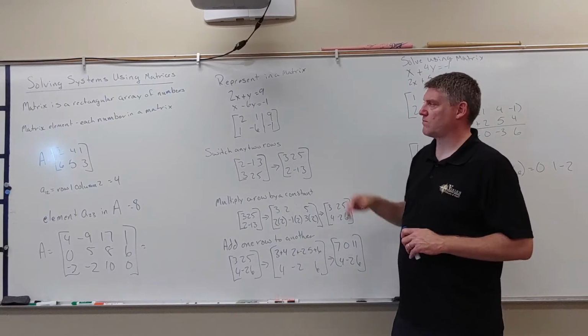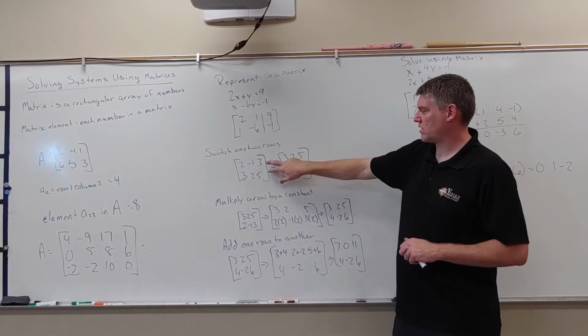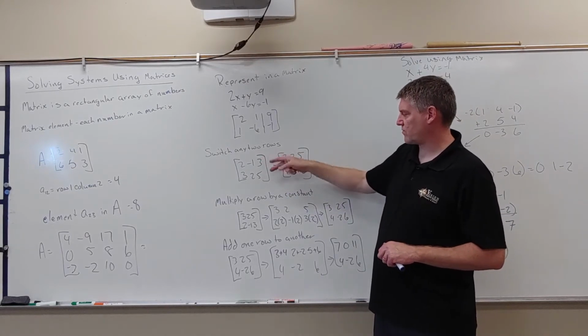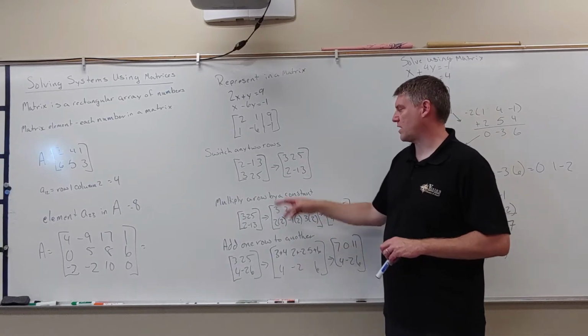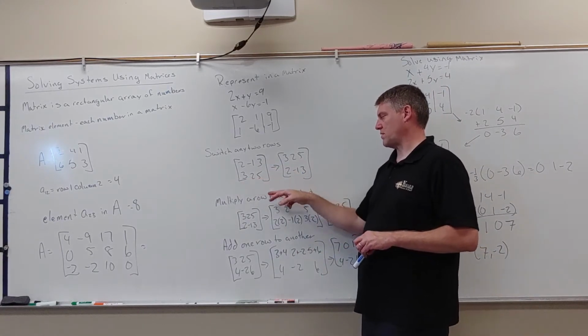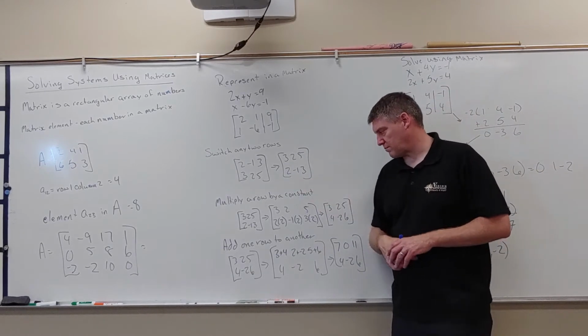So one of the things that we have to understand is, when we're solving using matrices, I can switch any two rows. So if I want, I can go ahead and switch these. So instead of having 2, -1, 3 on top, 3, 2, 5 on the bottom, I can switch it and have 3, 2, 5 on top, 2, -1, 3 on the bottom.